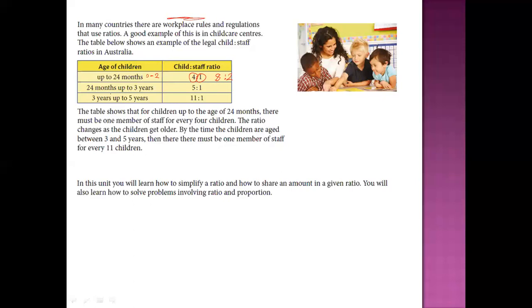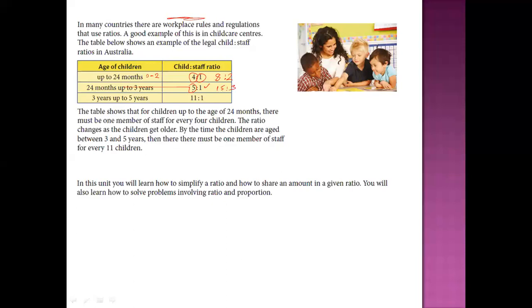And the others also: 24 months up to 3 years. Between 2 and 3 years, the staff number is 1 and the children number is 5. If we have, for example, 15 children, the staff must be equal to 3.